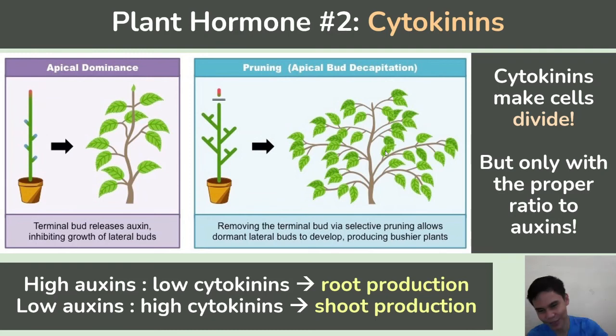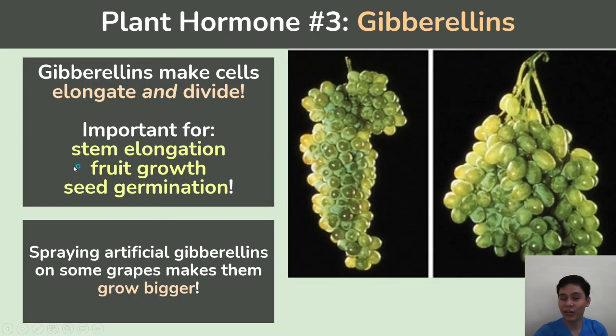Your root and your shoot production is also influenced by the ratio of auxins and cytokinin. So high auxin and low cytokinin produces more roots, while low auxin and high cytokinin produces more of the shoot of your plant. So moving on, we have plant hormone number three. We have gibberellins. These are hormones that make cells elongate and divide. They are important for stem elongation, fruit growth, and seed germination. Particularly for fruit growth, some species of grapes are sprayed with artificial gibberellins to make them grow larger, for better looking grapes for eating.